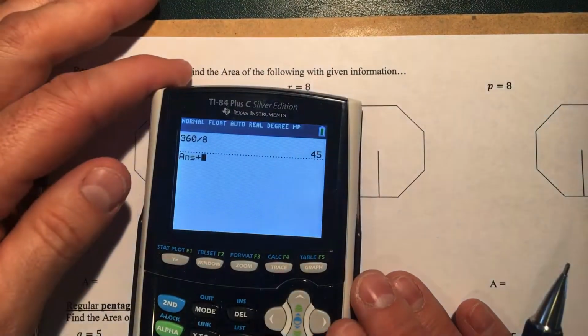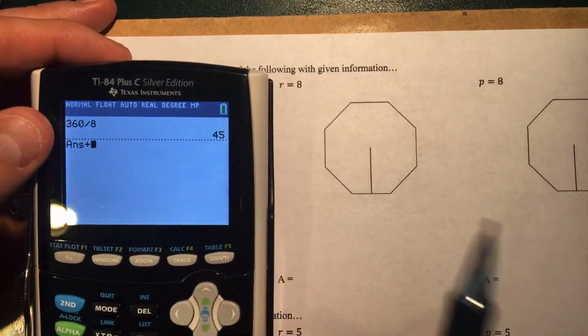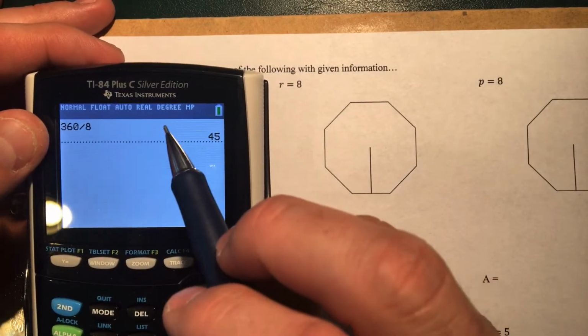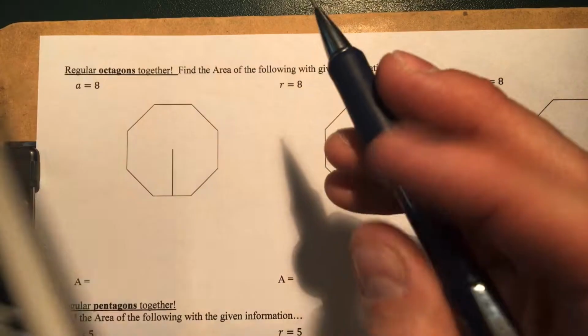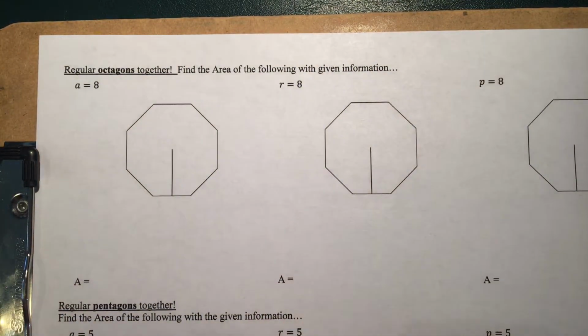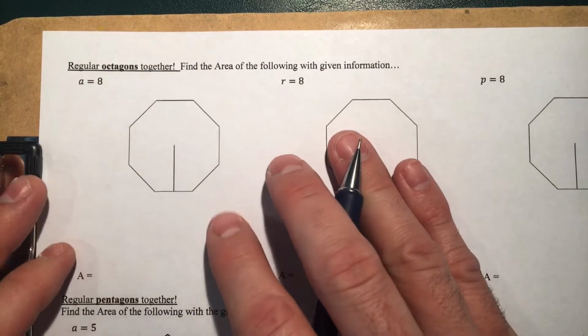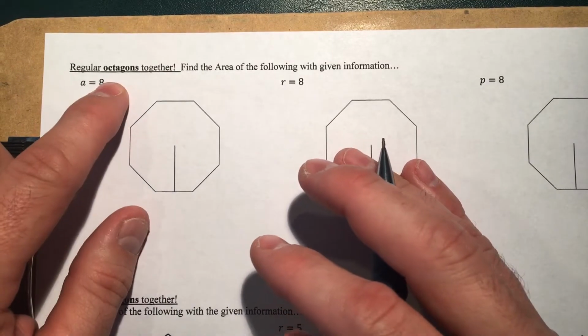Now, interestingly enough, got to be in degree mode for sure, because when we're using SOHCAHTOA with right triangle trig, you got to use degree mode. Okay, now I haven't done these yet, so I hope I don't mess up. All right, this guy, regular octagon.